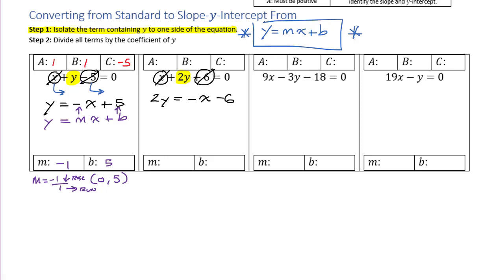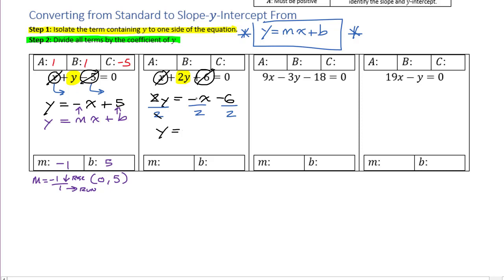Now, that's step 1. Look at step 2 here. Step 2, divide all terms by the coefficient of y. To be in y equals mx plus b form, we want it to be 1y, but right here we have 2y. So to get rid of that 2, we have to divide that by 2. But if we divide that by 2, we have to divide everything by 2. So all the terms have to be divided by 2. Now when we divide these, they cancel out, so we're just left with y.